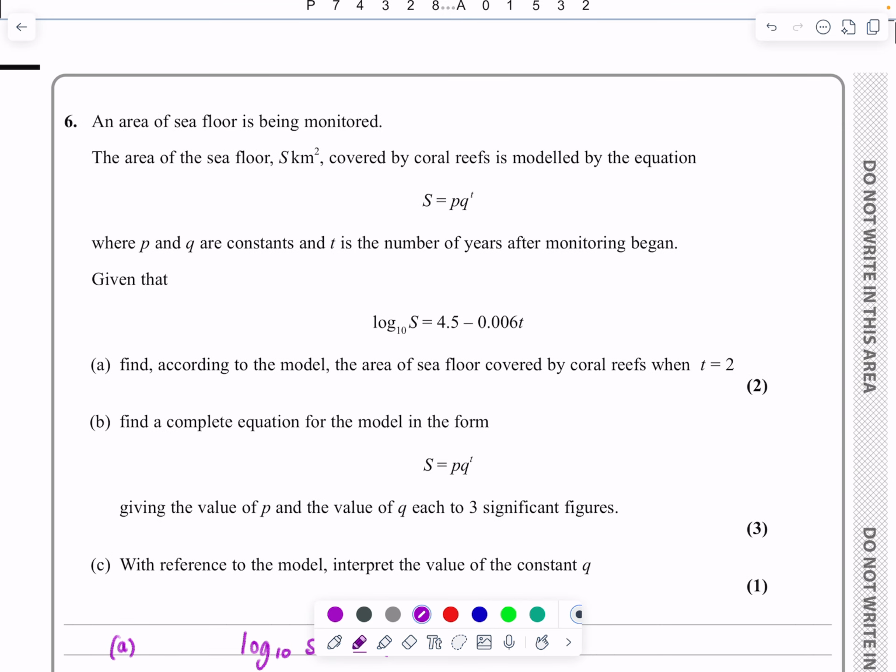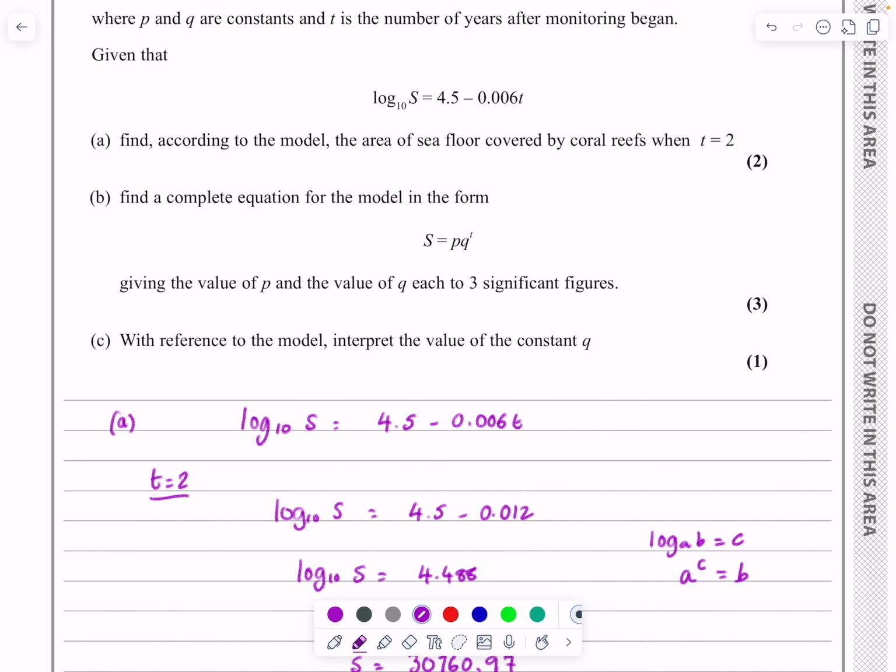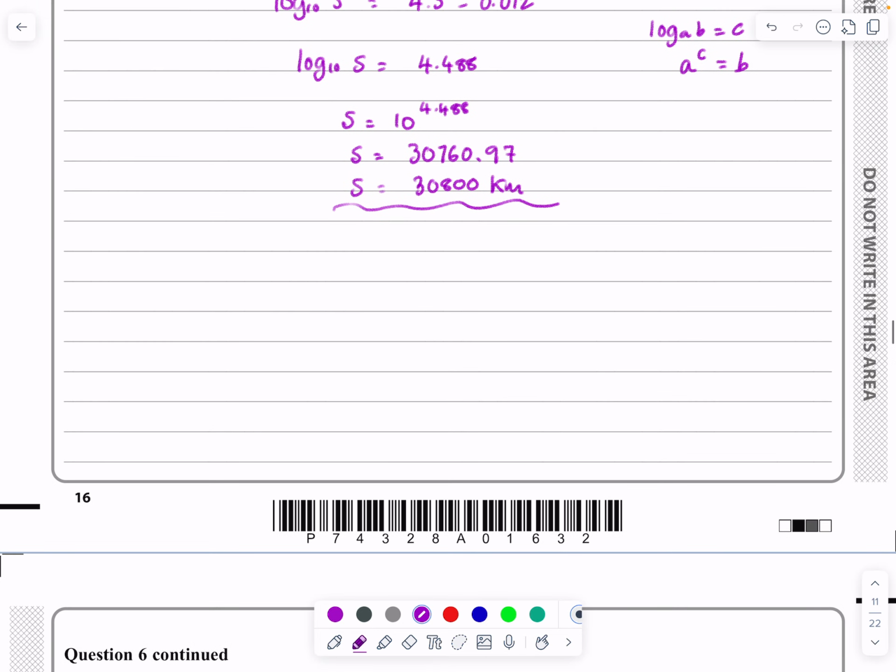Part B. Find a complete equation for the model in the form S equals PQ to the power of T. Well, if you've done any of these questions, you see that this is a standard part to it. Quite often it's the first part that we've got S equals PQ to the power of T. Let's just get that in the same form as our answer here. So in this case, log 10 both sides. And now look at the right-hand side and tidy that up in terms of using log rules.